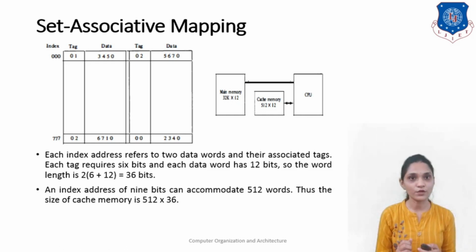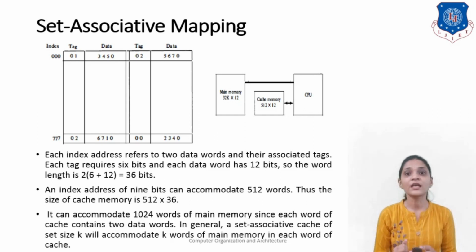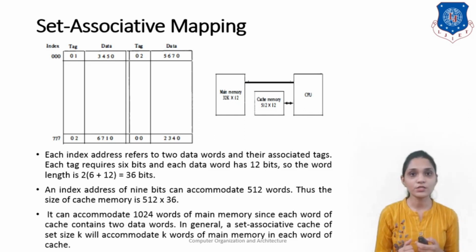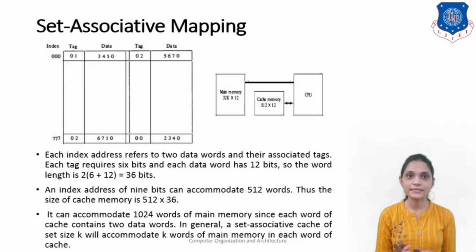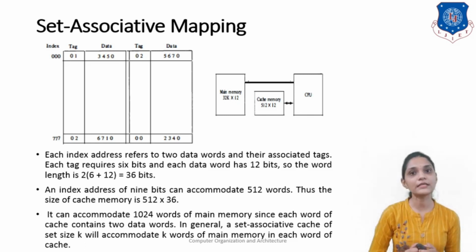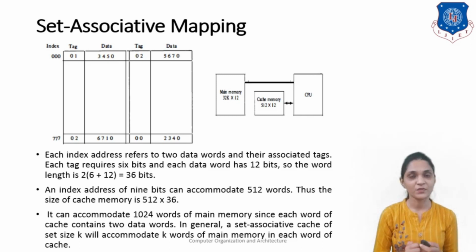Can accommodate 512 words and each word is of 36 bits. So the size of the cache will be 512 × 36 bits. It can accommodate 1024 words of the main memory, since each word of the cache contains two data words. In general, a set associative cache of set size k will accommodate k words of the main memory in each word of the cache. So we can represent it like this in set associative mapping.